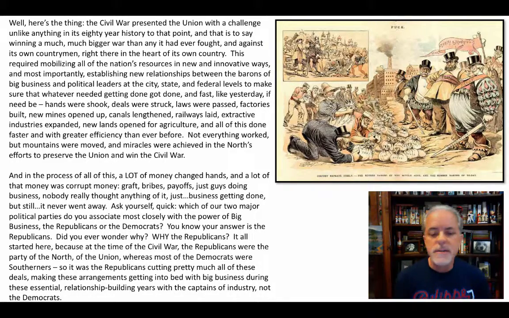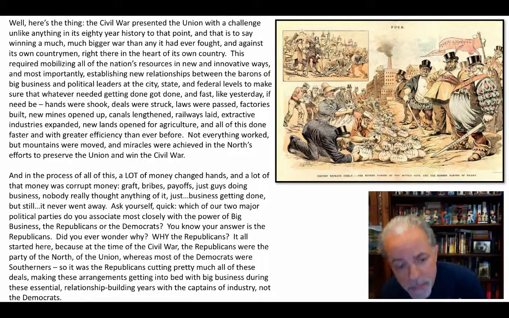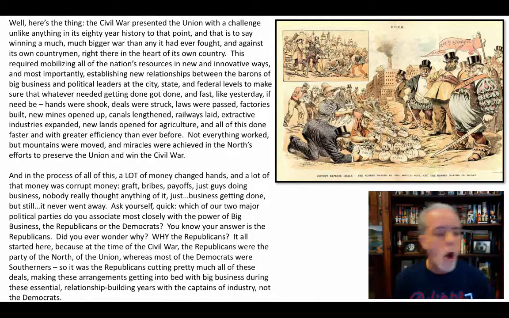Because at the time of the Civil War, the Republicans were the party of the North, of the Union, whereas most of the Democrats were Southerners. They were with the Confederacy, with the slave power. So it was the Republicans cutting pretty much all of these deals, making these arrangements, getting into bed with big business during these essential relationship building years with the captains of industry. It wasn't the Democrats. Okay?